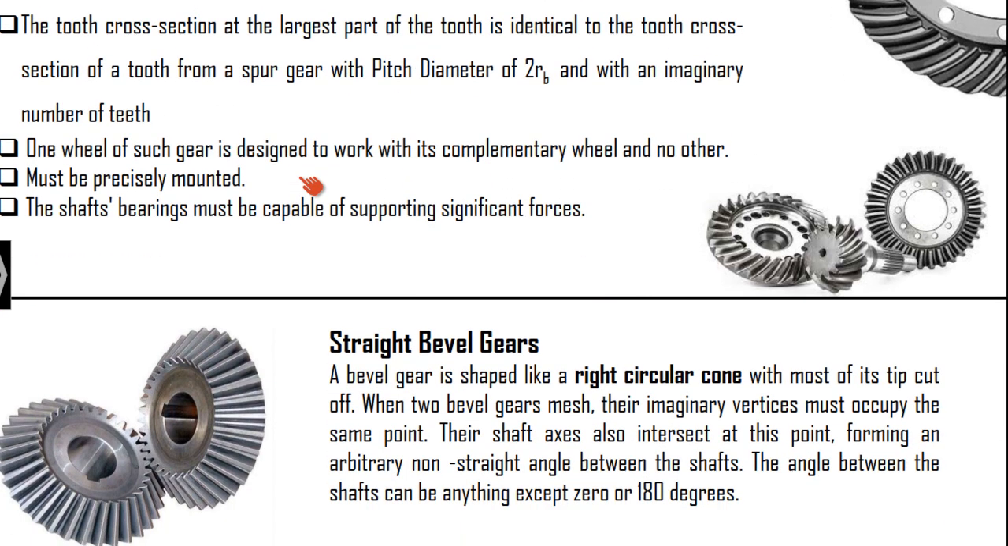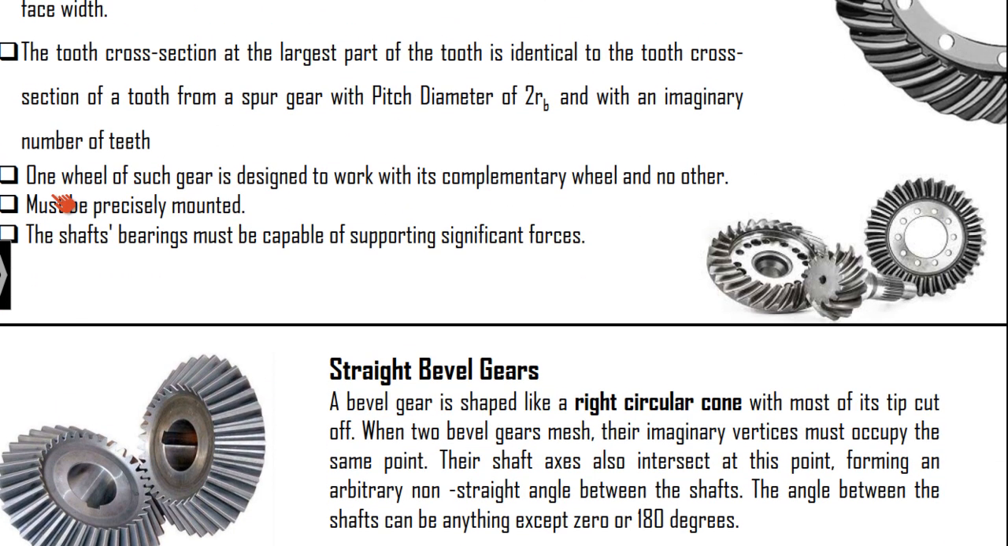And one most important factor of this bevel gear is that one wheel of a bevel gear is designed to work with its complementary wheel and not others. That means, the interchangeability is an issue. So, it is specifically designed for one particular set. So, we cannot change that one. If you want to change, you have to change the entire set. That is what is the meaning.